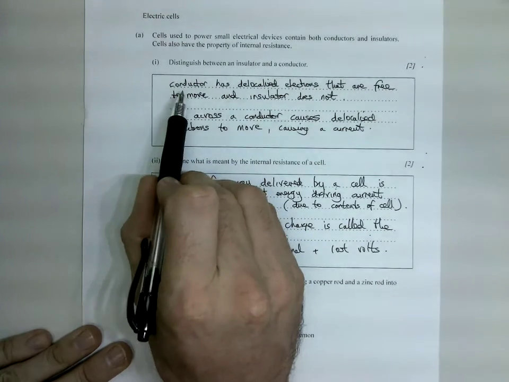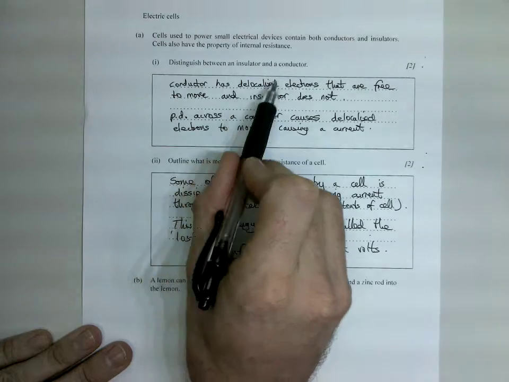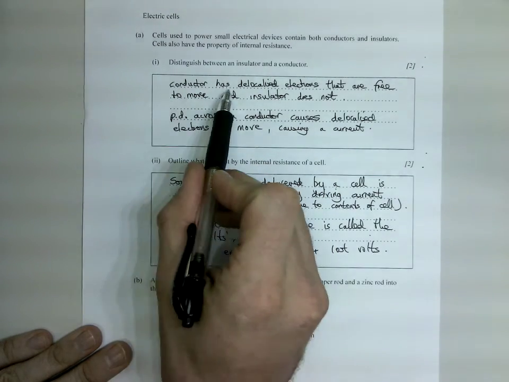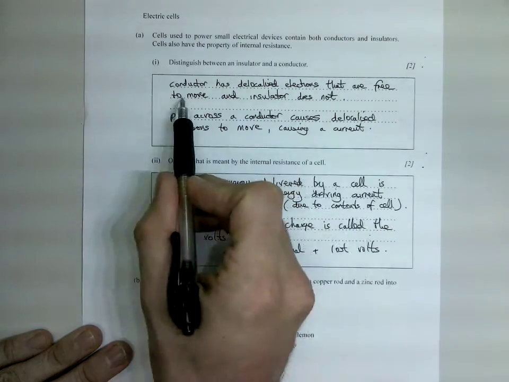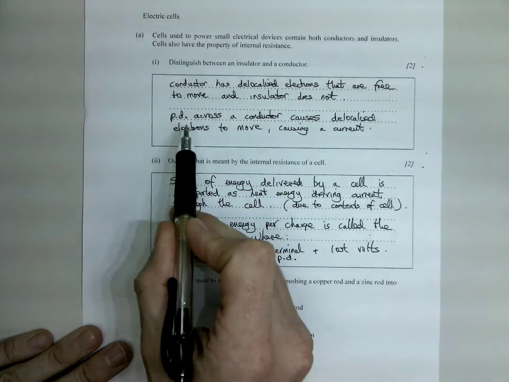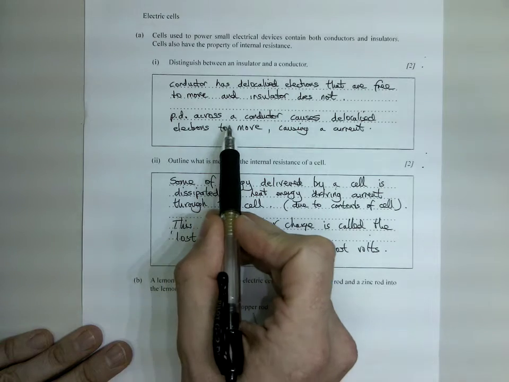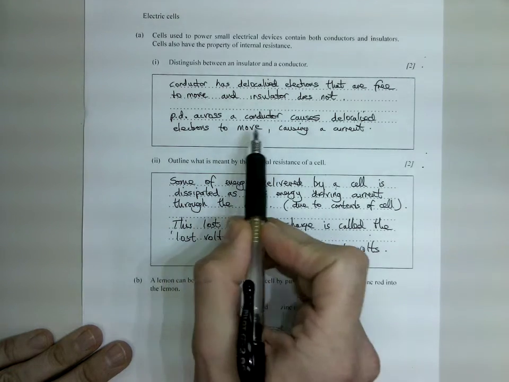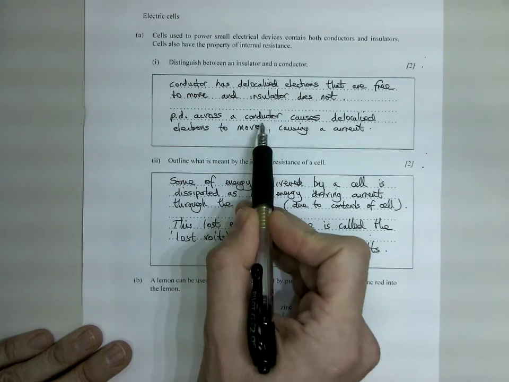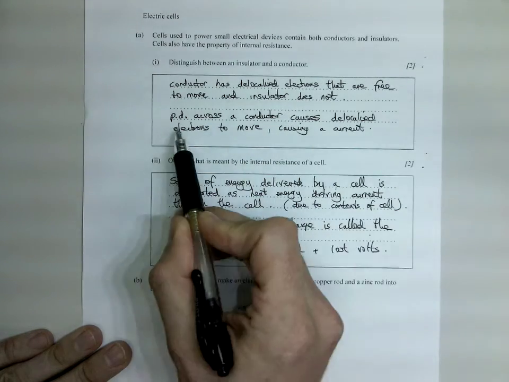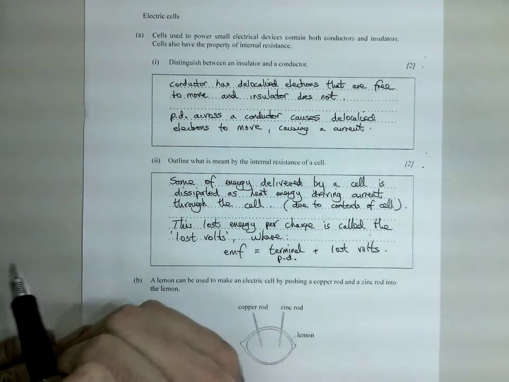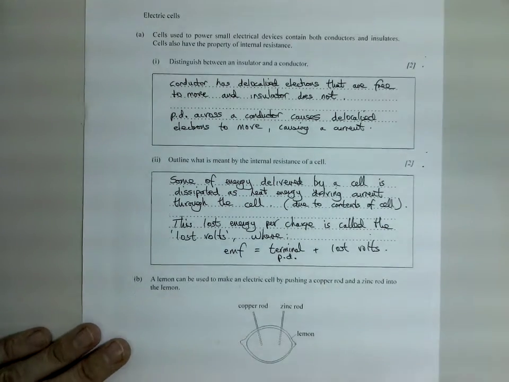The first one is to distinguish in terms of delocalized electrons. So a phrase similar to this: a conductor has delocalized electrons that are free to move, and an insulator does not. We'll give you the first marking point. You then need to say something about what happens in a conductor compared to an insulator. When a potential difference is put across a conductor, it causes these delocalized electrons to move, and this causes a current. And this doesn't happen in an insulator. So those are the 2 marking points for that one.